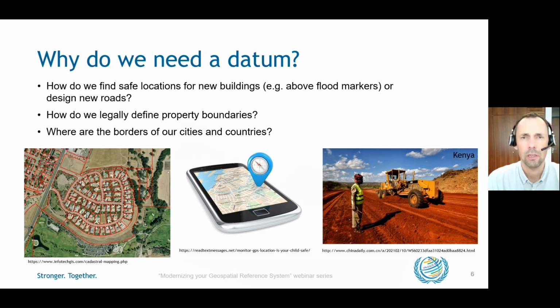Let's start by understanding why we need datums by using examples of how useful they are. For example, let us look at how we administrate our land. How do we find safe locations for new buildings, for example, above flood marks, or design new roads? How do we legally define property boundaries? Where are the borders of our cities and countries? These are just some examples where a datum helps you.